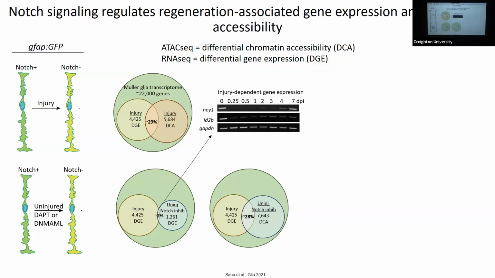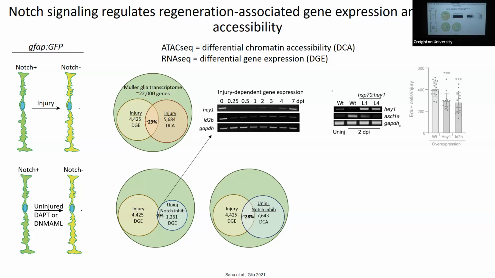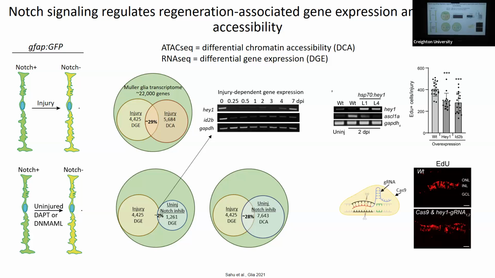They both were suppressed after injury. We forced the expression of both genes. I'm just going to tell you about HEY1 and HEY2B. We found that they would block ASCL1A, the critical transcription factor necessary for regeneration, and they also suppressed proliferation. Most importantly, when we gene edited the HEY1 gene, inactivating it through a CRISPR-mediated mechanism, we got back our expanded zone of proliferating Müller glia. So we suspect that HEY1 is mediating this effect.